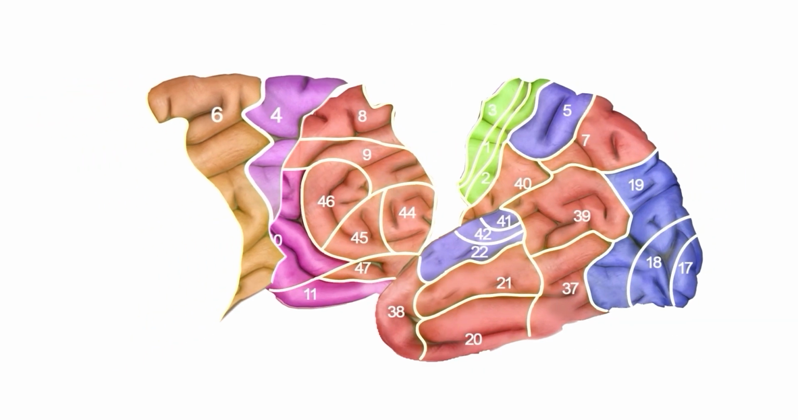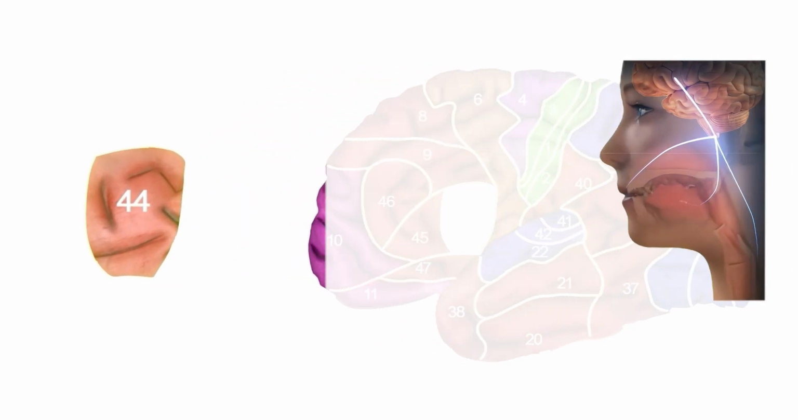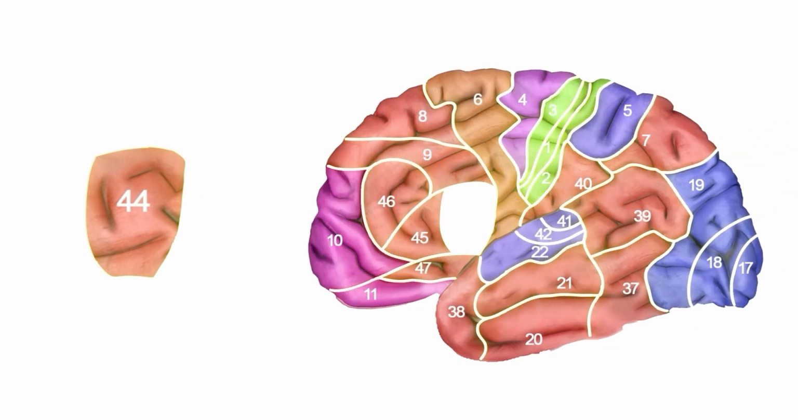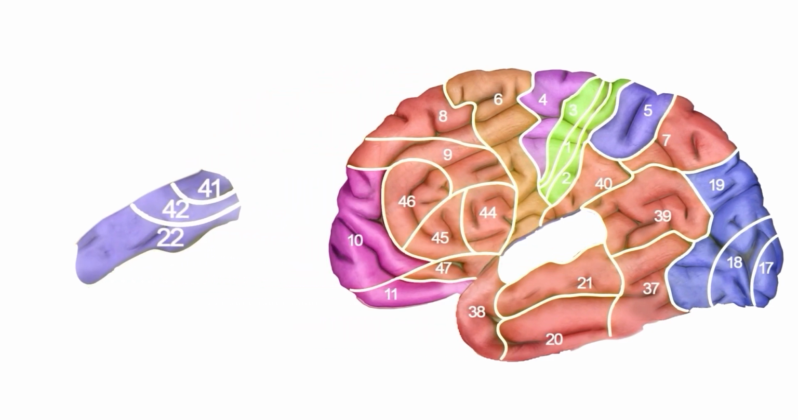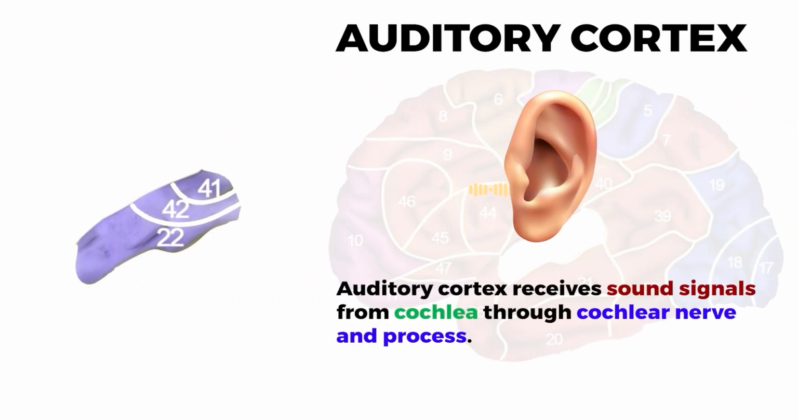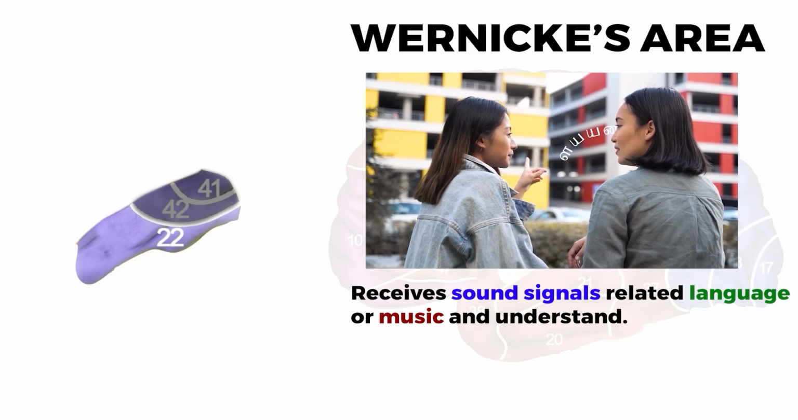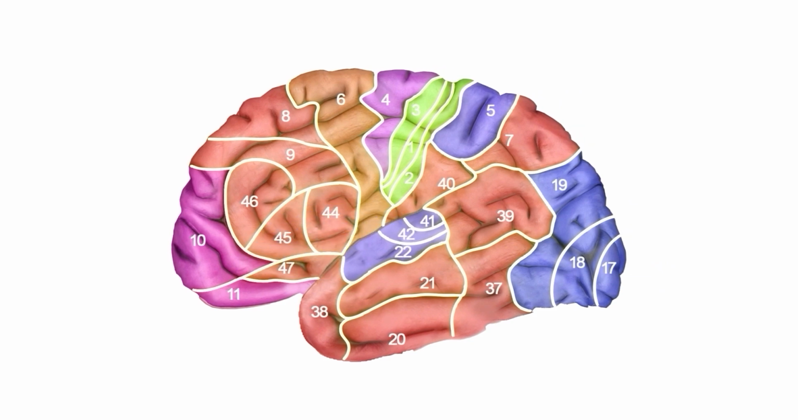Area number 6 is an association cortex. Area number 44 is Broca's area, or expressive motor speech, that is speech production by orchestrating complex muscle movements necessary for articulating spoken words. Areas 41 and 42 are the auditory cortex, receiving spoken words or music, and this area is also called Wernicke's area. It's involved in listening to speech to make sense of the spoken words or sounds.